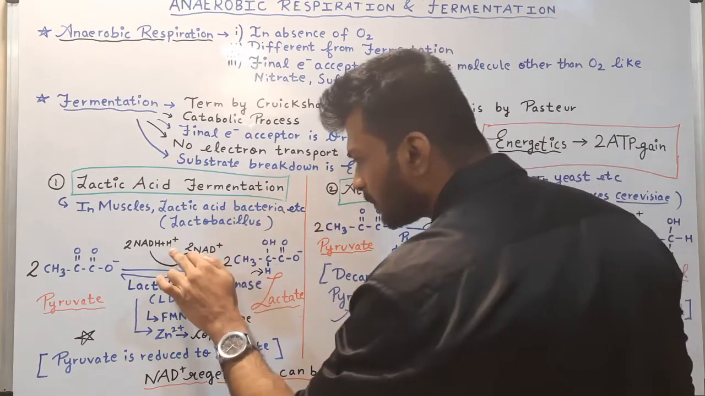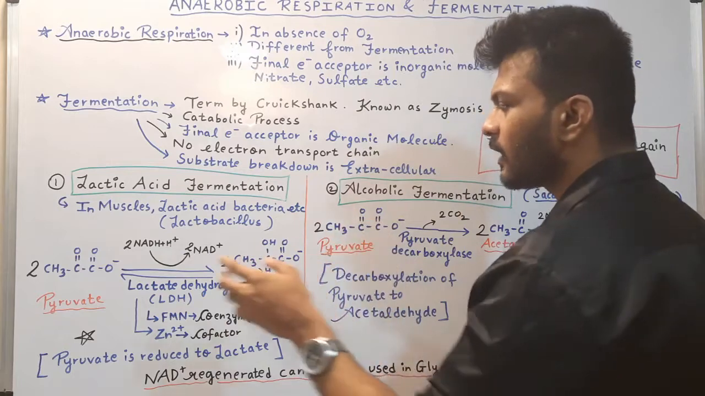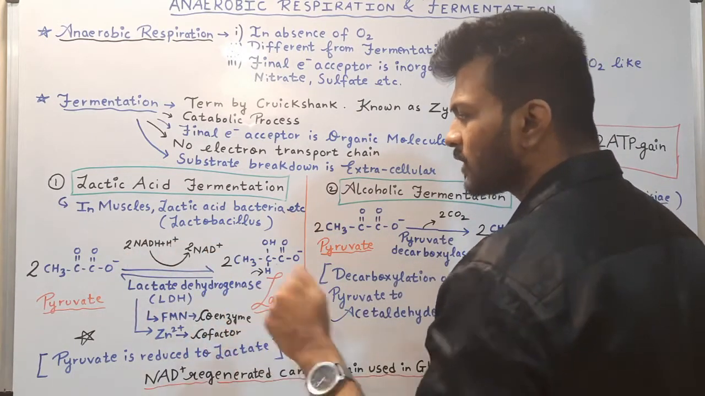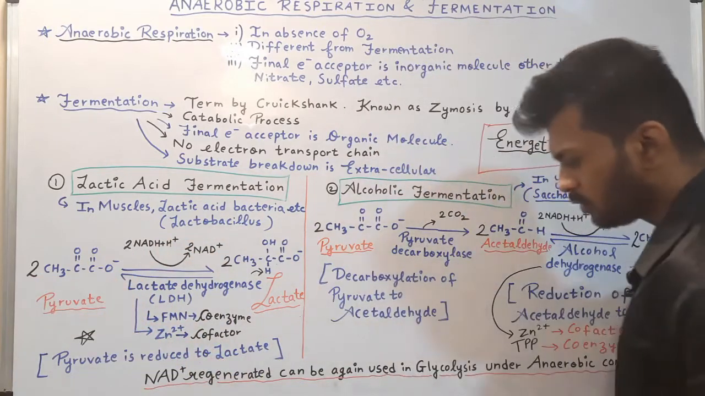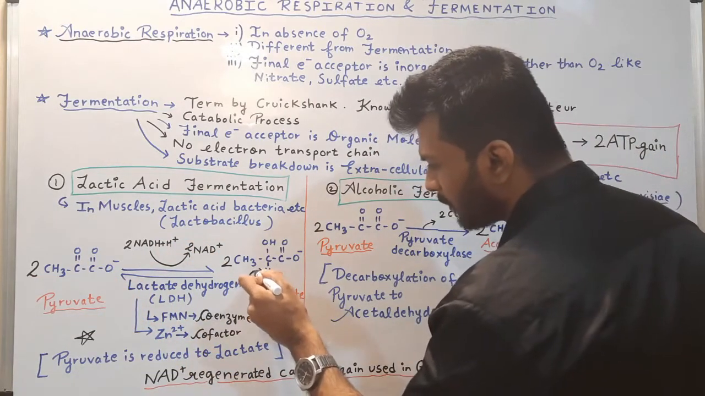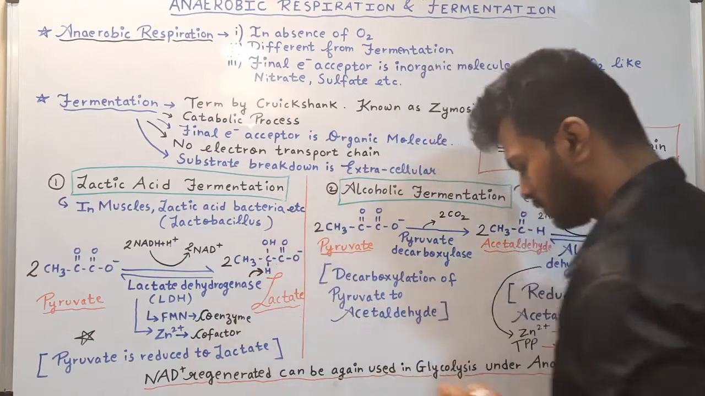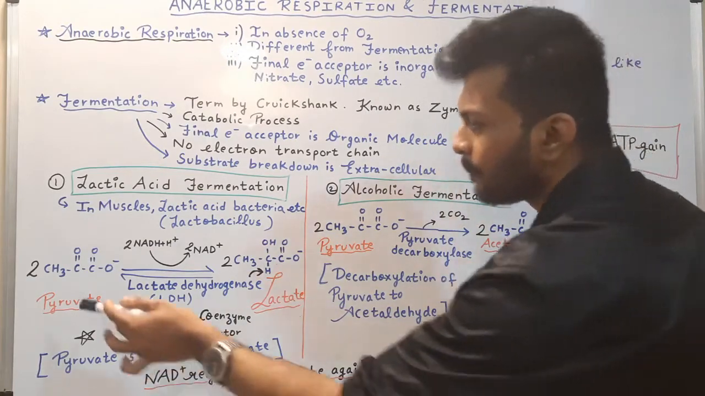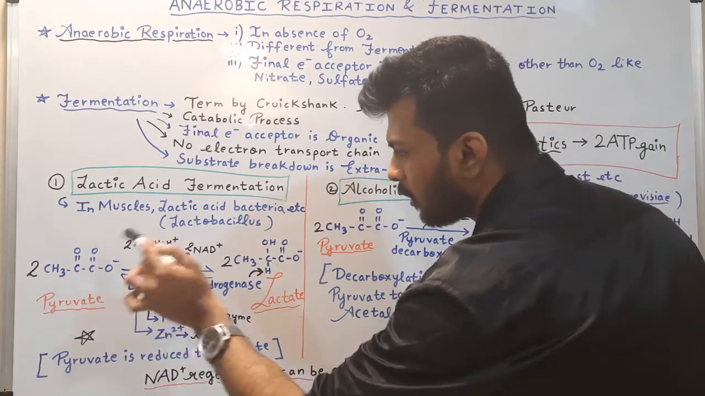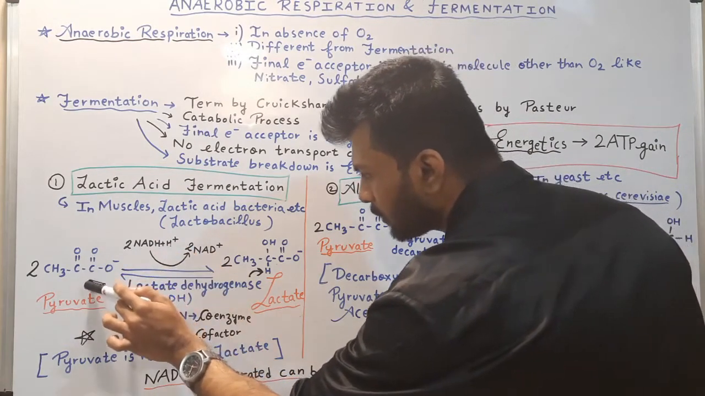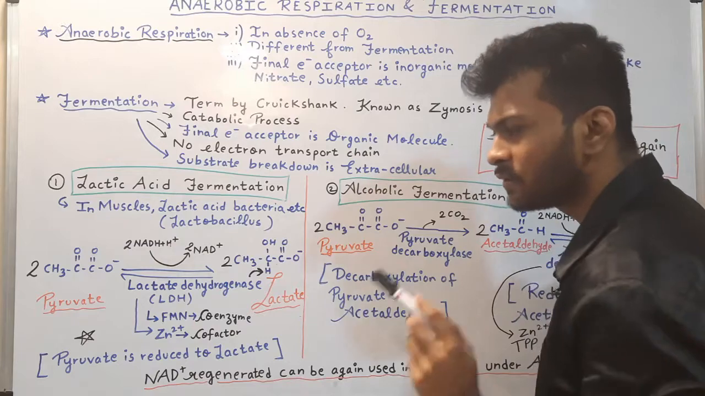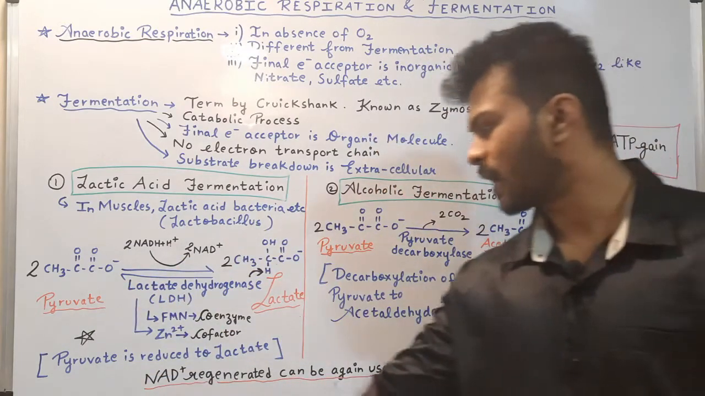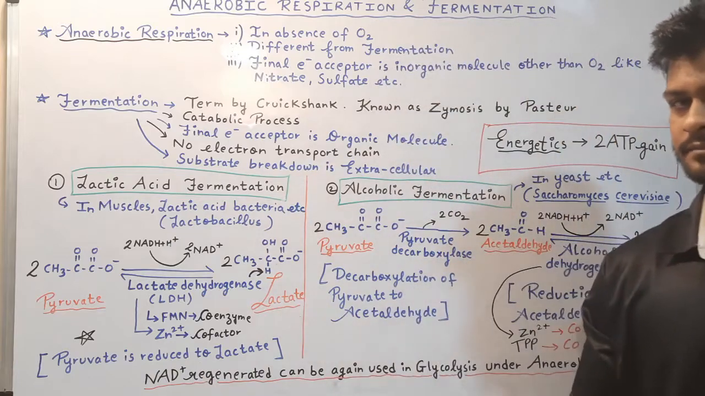So if this H plus, which has been released by the oxidation of NADH plus H plus, gets accepted by this pyruvate molecule, as shown by this black arrow, we will get lactate. This means after the acceptance of hydrogen atom and electron by pyruvate, we get lactate. So can we say that pyruvate is getting reduced to lactate? Yes, pyruvate is getting reduced to lactate.